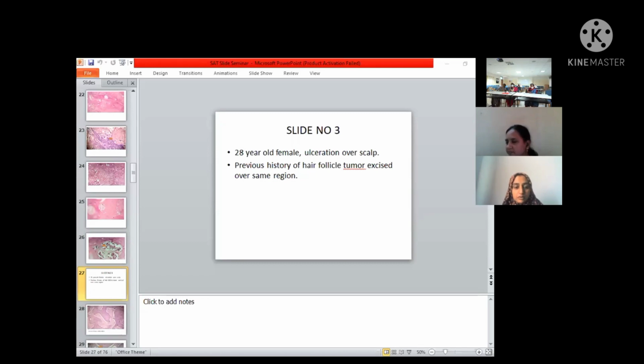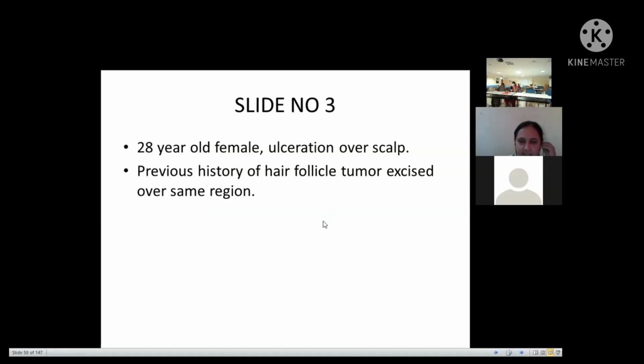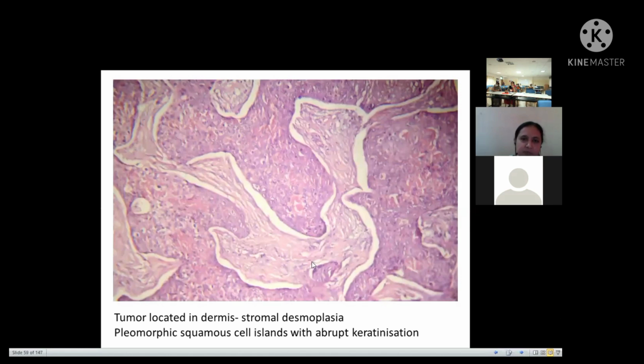Thank you, ma'am. A 28-year-old female with ulcer. There was a history of previous hair follicle tumor which was excised over the same region. So actually, this was a known case of proliferating tricholemmal tumor, and we can see that there is an invasive tumor in the dermis because there is a lot of stromal desmoplastic reaction. In this case, because the epidermis was ulcerated, I just had the photos of the tumor.